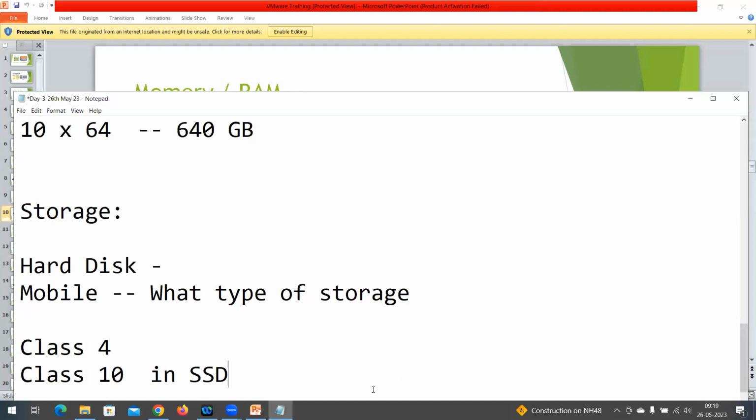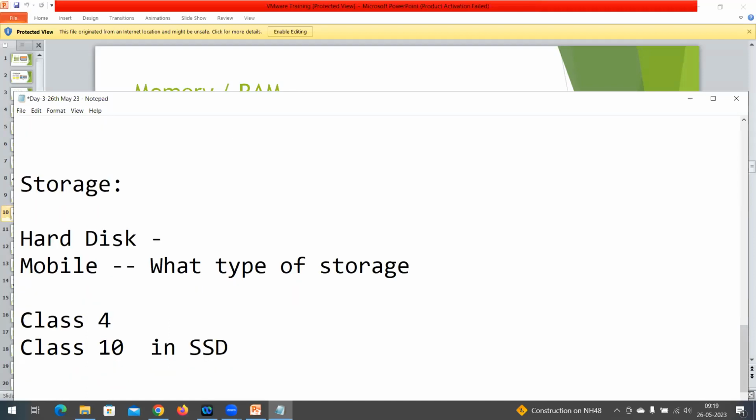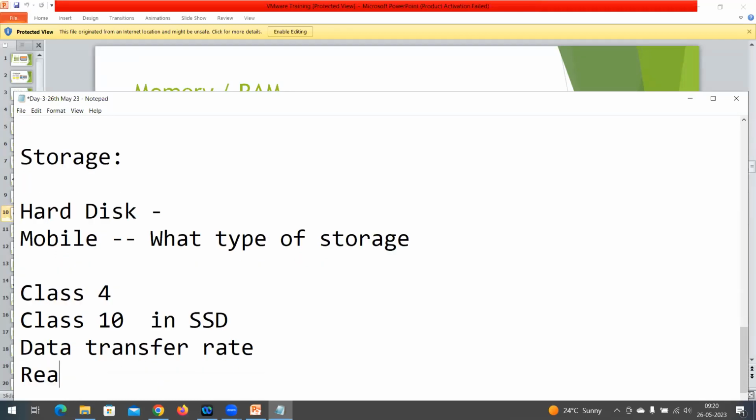It is a data transfer rate. The data transfer rate, okay? How much data it is going to transfer for a given second, read and write operation. What is that? Read and write operations.